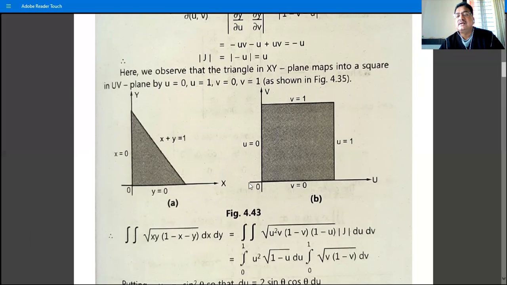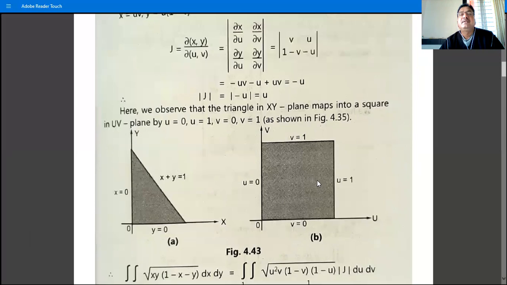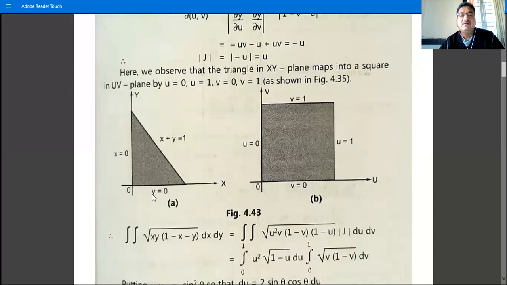So these are the uv plane, u axis, v axis instead of x and y, and this is the u is equal to 1 line, the x plus y line converted to u is equal to 1. And then y is equal to 0.